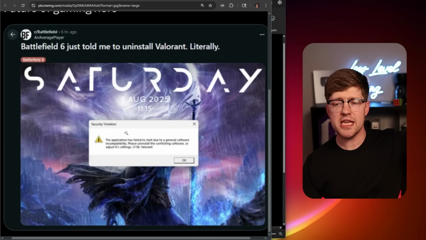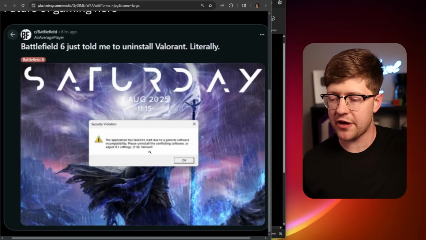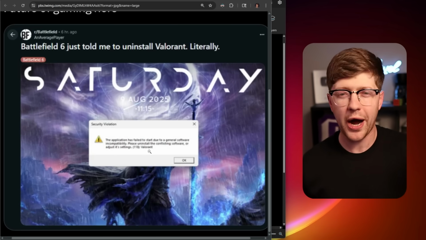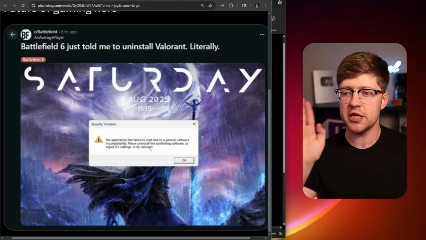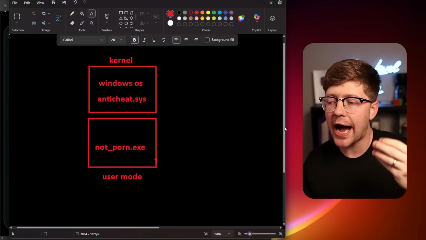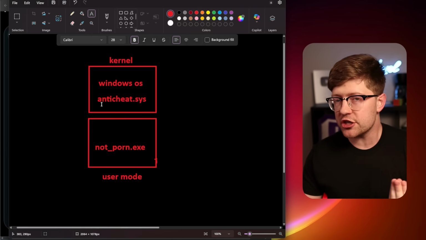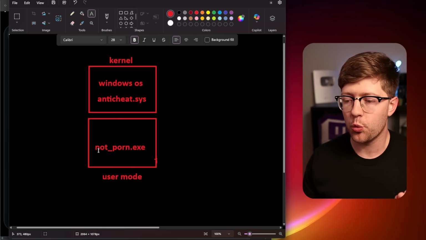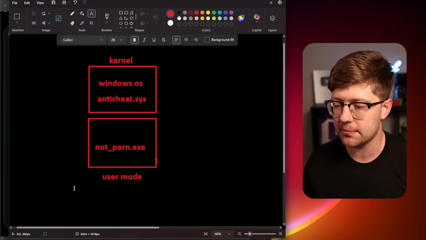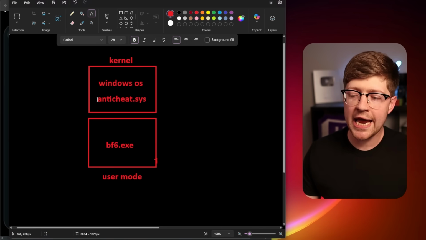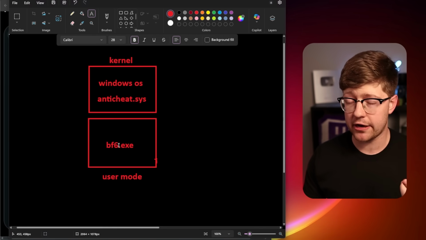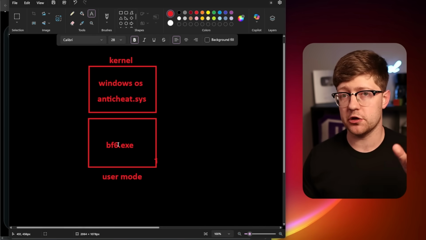But why does EA care if the Valorant anti-cheat is running on your computer? Why does it matter if there's one anti-cheat and another anti-cheat? Well, in a perfect world, the anti-cheat system is only running when the game is running. So instead of watching notporn.exe, it should make sense that anti-cheat.sys, the anti-cheat for Battlefield, only runs when Battlefield is running.